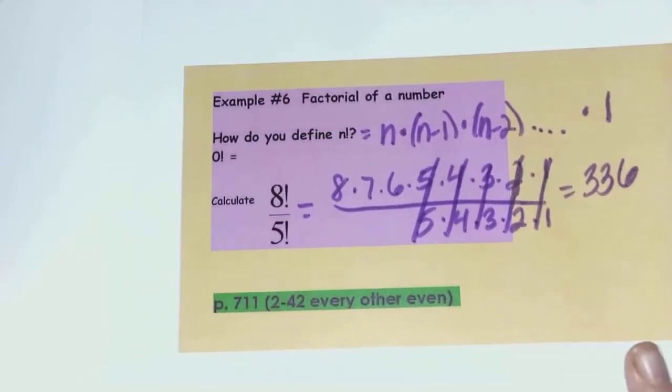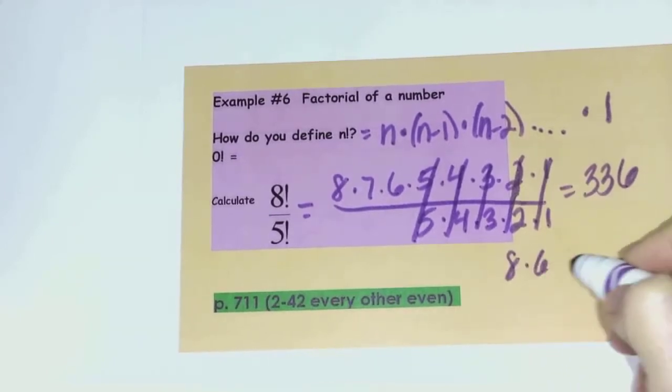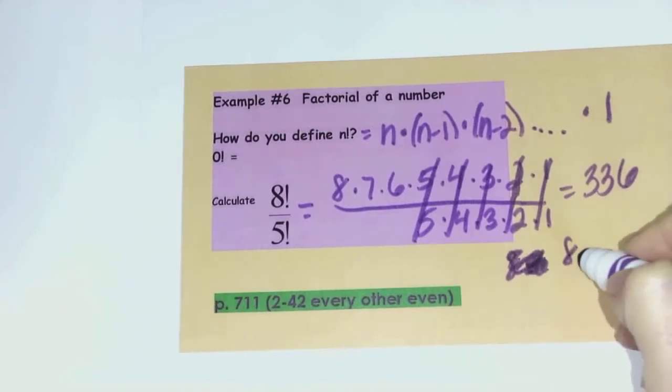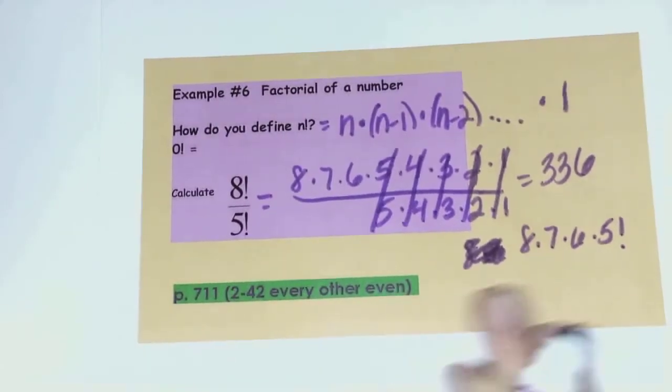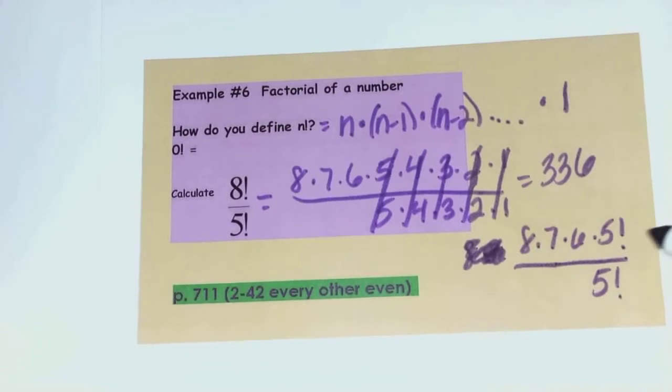Although I will let you know that if I see a problem like this, I would probably just write the top as 8 times 7 times 6 times 5, and not continue from 5 down. I wouldn't write all those down because I could just leave it like this and cross this out from the very beginning. Just a thought. And that is our first lesson on sequences.